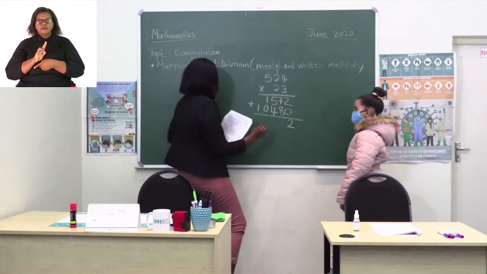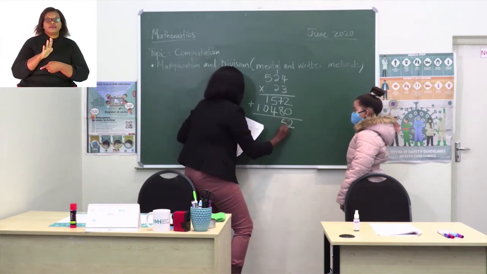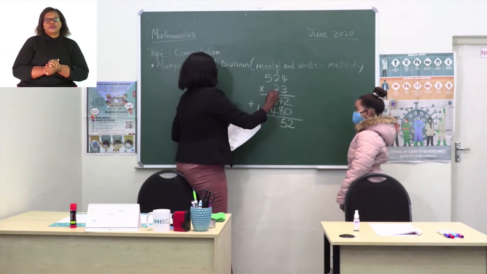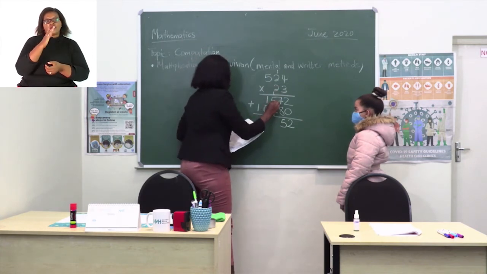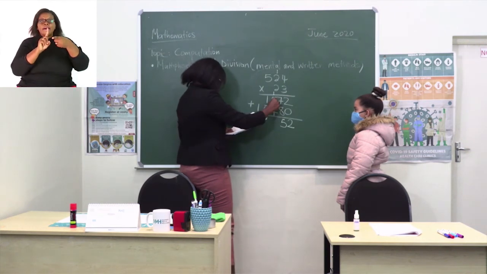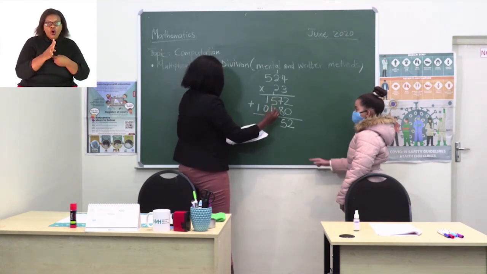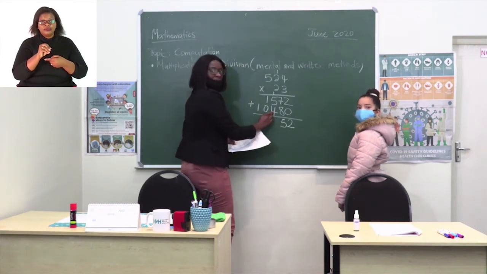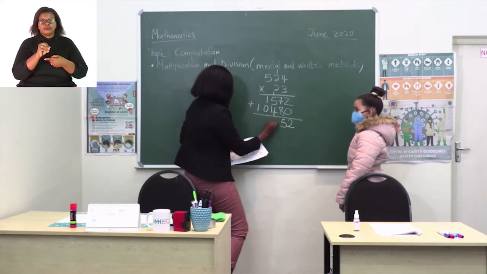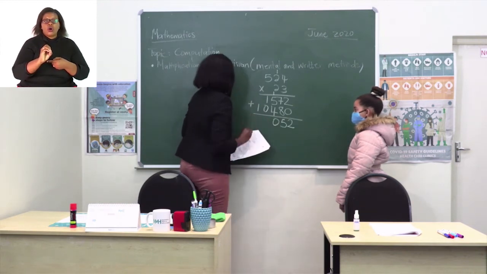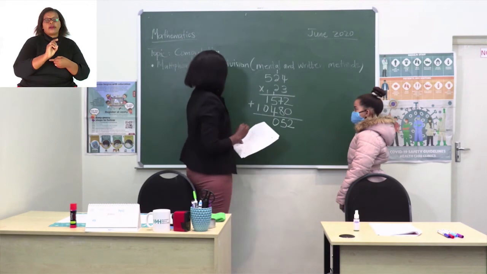7 plus 8 is 15. We write our 5 and then carry over the 1. And then 1 plus 5 is 6. 6 plus 4 is 10. We write our 0 there, carry over the 1.